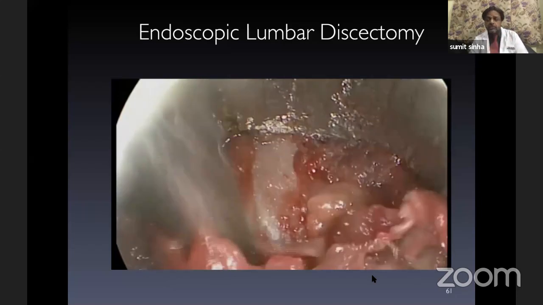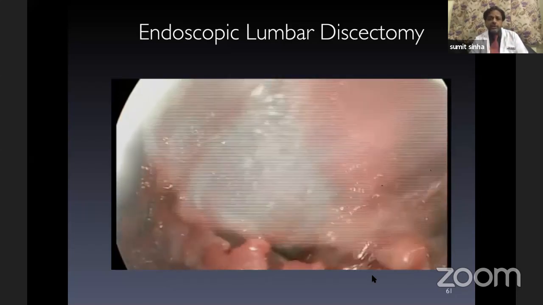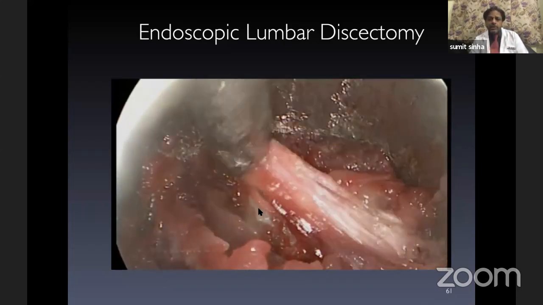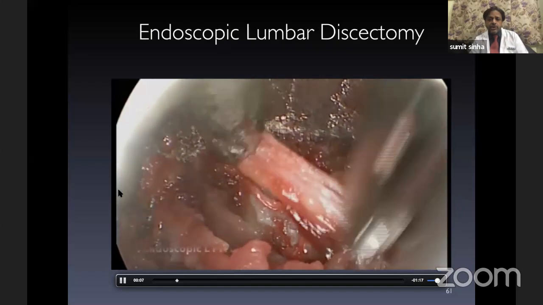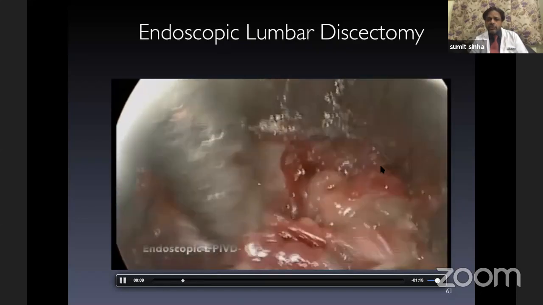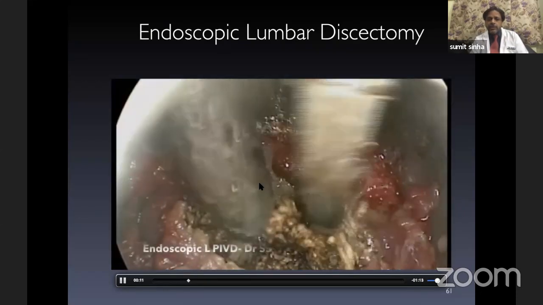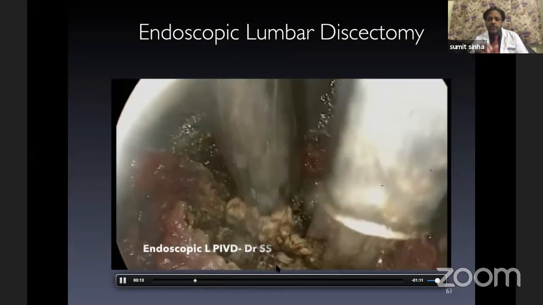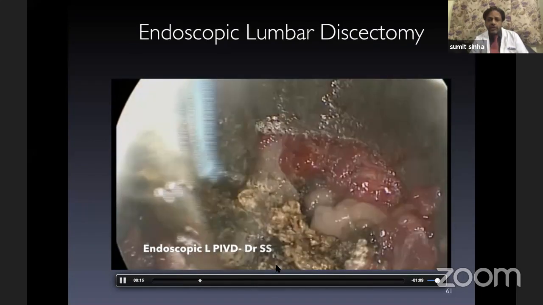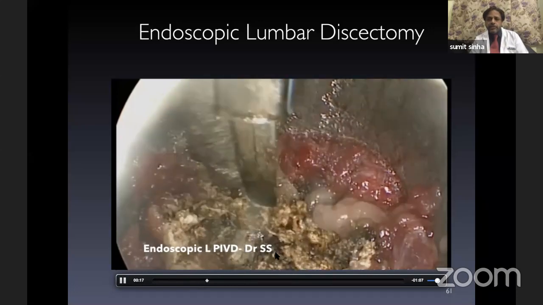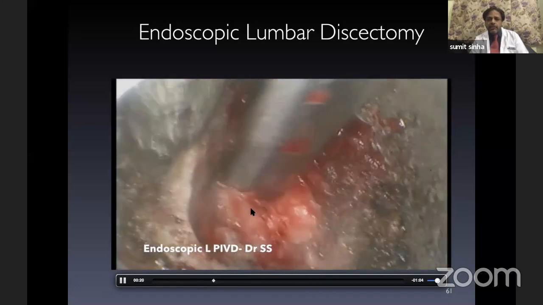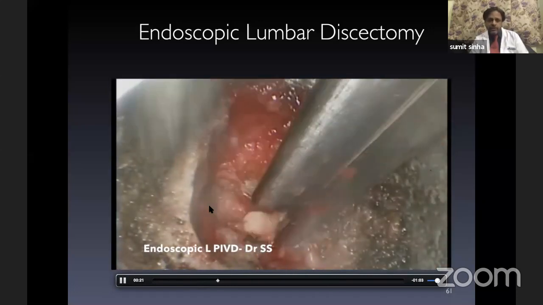Another bread and butter of a minimally invasive spine surgeon is endoscopic lumbar discectomy, and this is the same orientation: cranial side of the patient, caudal side of the patient here. This is the midline, and this is the patient's left side. The patient is being approached from the left side because it is a left-sided disc, and this is the L4-5. I think this is the L4-5 disc, yes.